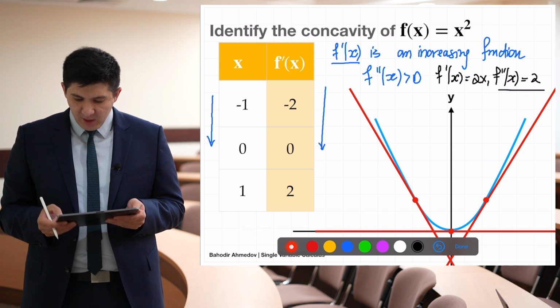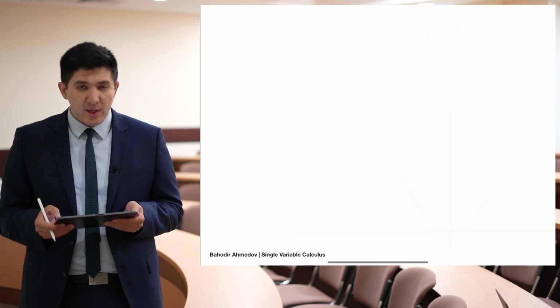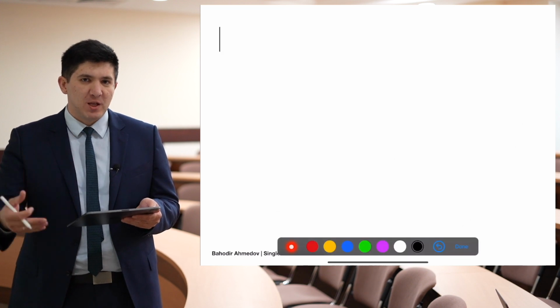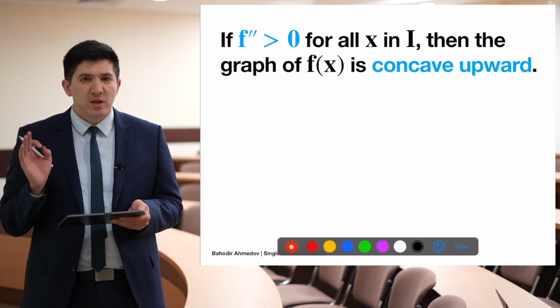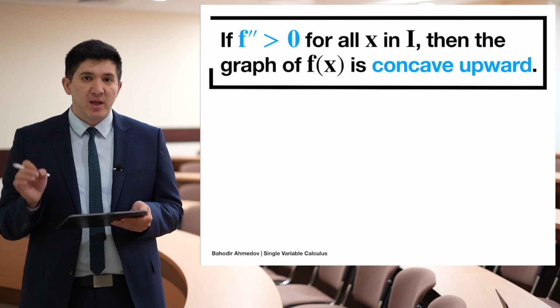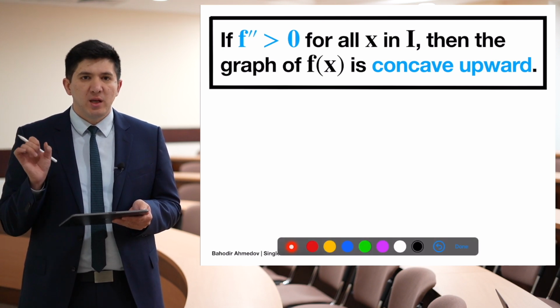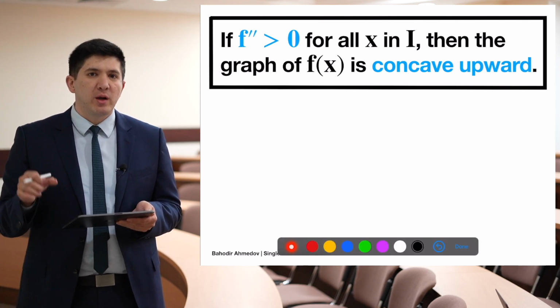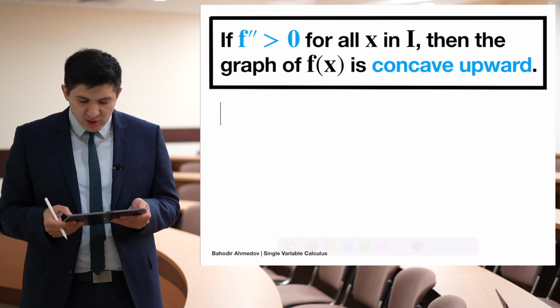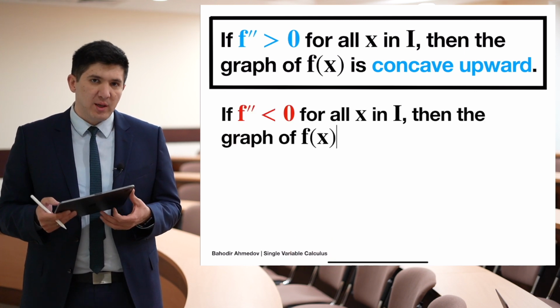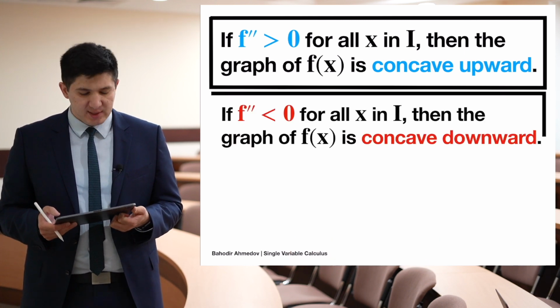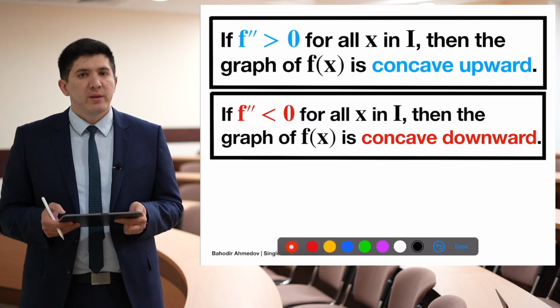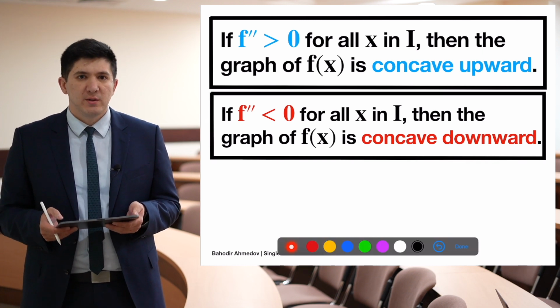So we can make the definition now. Let's make the definition. If the second derivative is positive in some interval, then the curve is concave upward in that interval. Analogously, we can define this for concave down. If the second derivative is negative in that interval, then the curve is concave down.